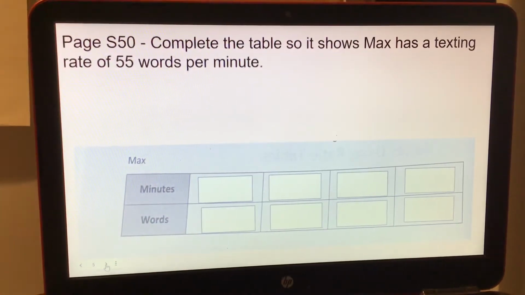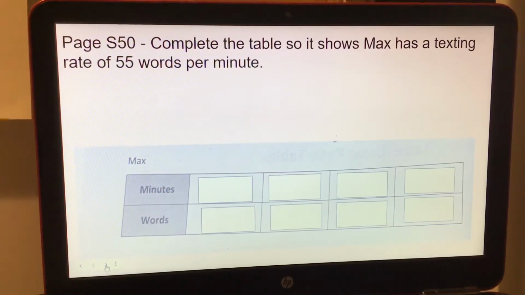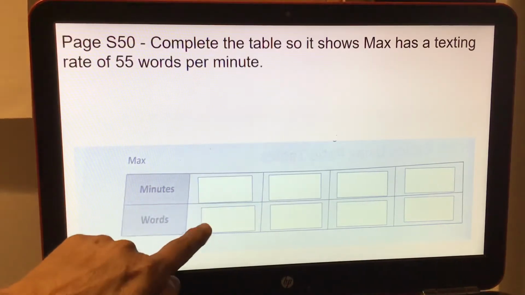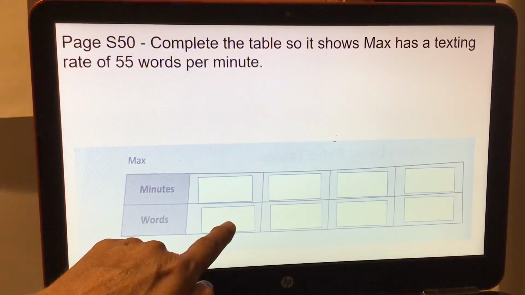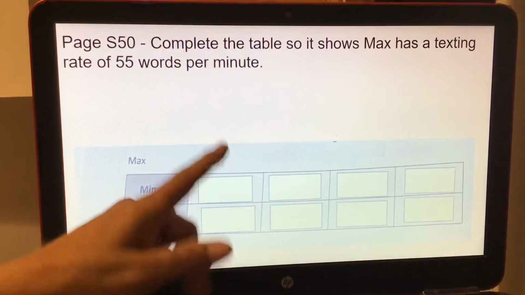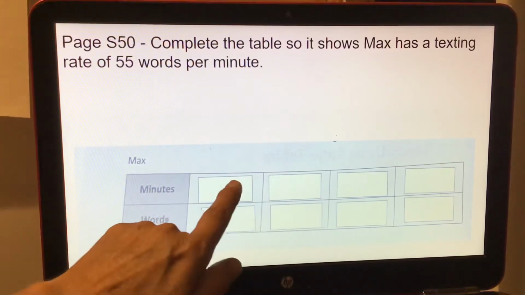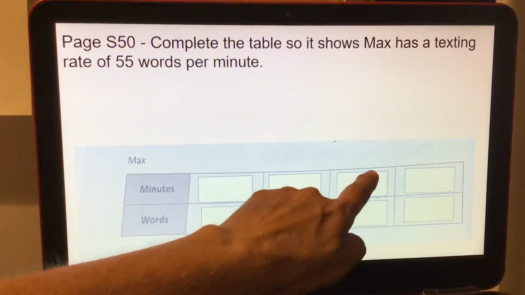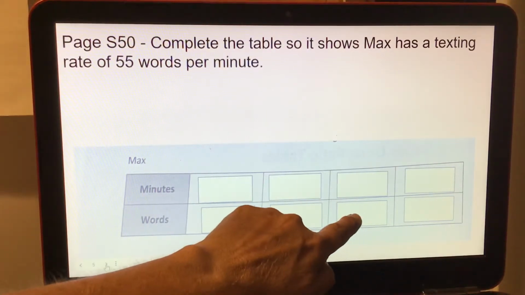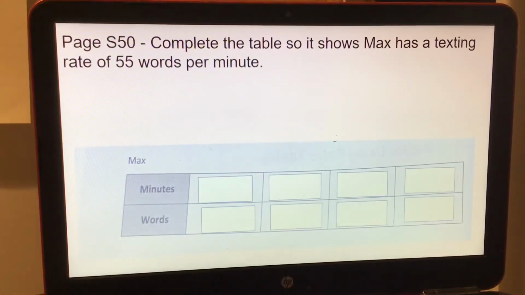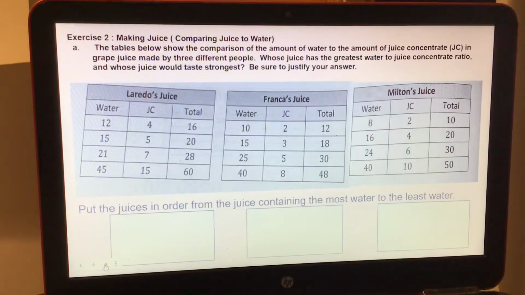Okay. So this is on page S50, complete the table. So it shows Max has a texting rate of 55 words per minute. So if you put 1 minute, 55 words, because that's what they gave you, now I can just do like I always do, try and get the next 3 lowest numbers and multiply the 55 by it. So 1 to 55, 2 to 110, 3 to 55 times 3, 4 times 55, okay? Make sure you fill that in.